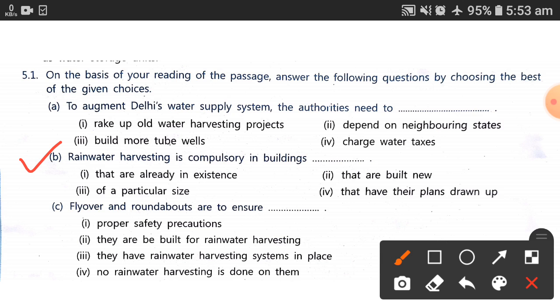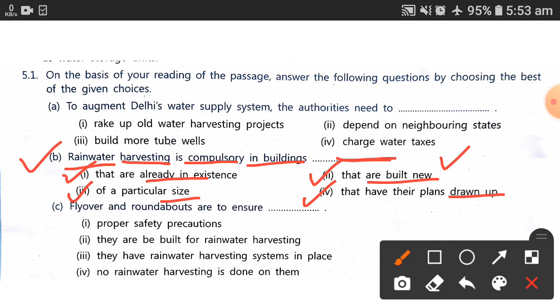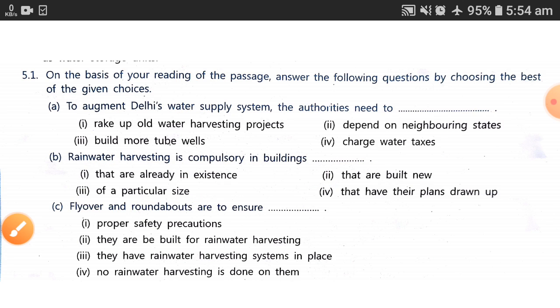Now note the next one. Rainwater harvesting is compulsory in buildings. Again there is a gap, and it has to be filled with one of these options. Number one, that are already in existence. Number two, that are built new. Number three, of a particular size. And number four, that have their plans drawn up. You have to choose the most appropriate option for gap B. Hope you have noted this one also.